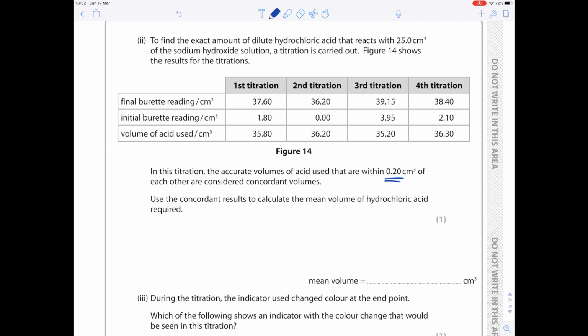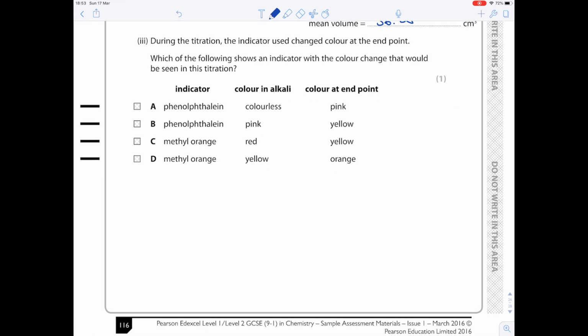So we are looking at the hydrochloric acid required, so that is this line here. And let's double check that the results are concordant. They need to be within 0.2 centimeters cubed of each other, which means this is concordant and this is concordant. So let's add those two together and then divide by 2 to get a mean or an average. And once you've done that, you get a value which is 36.25.